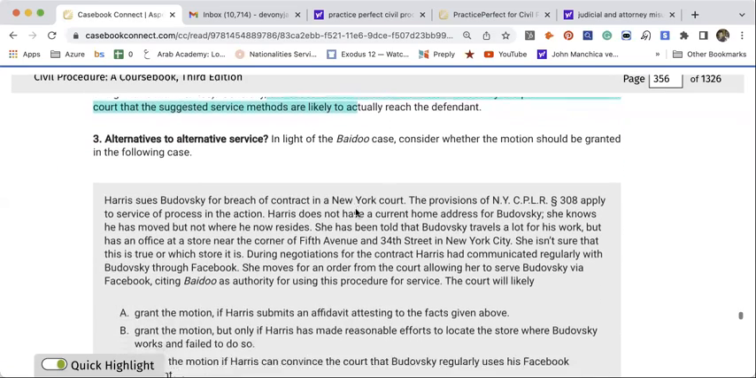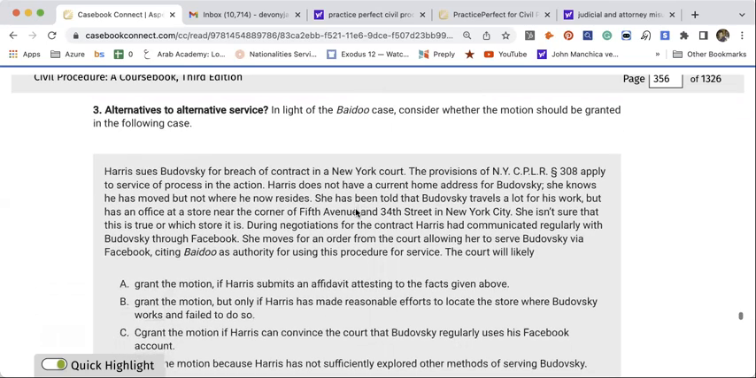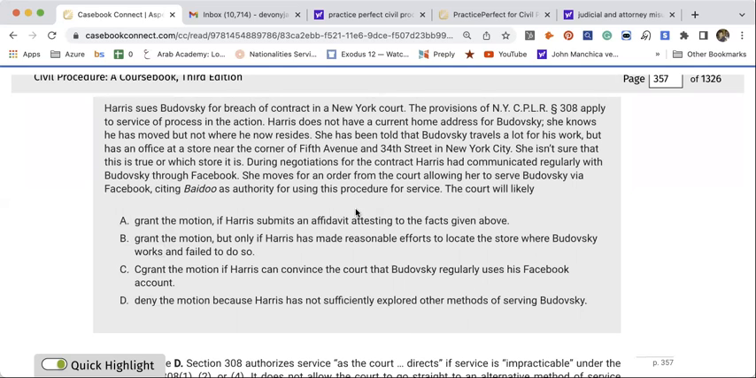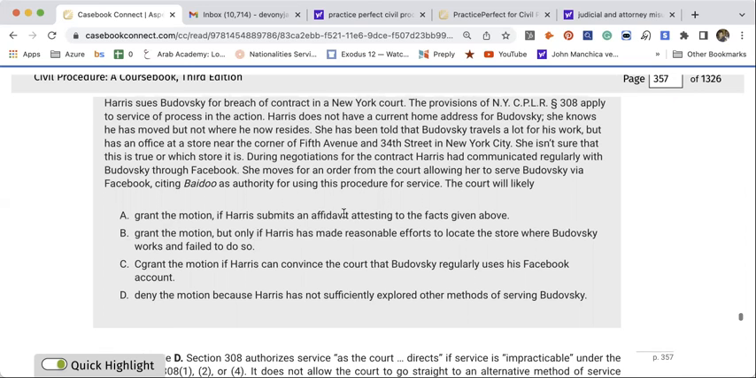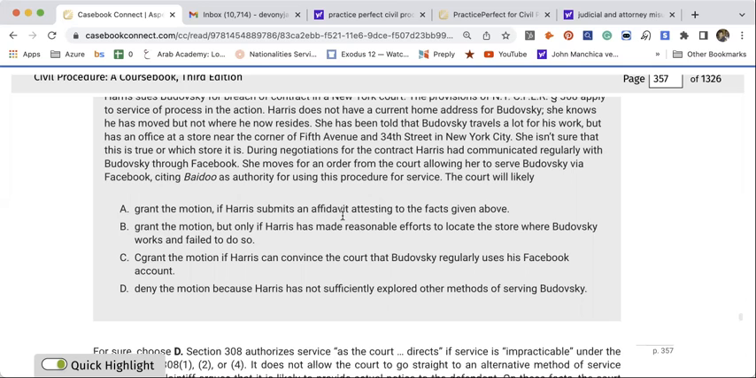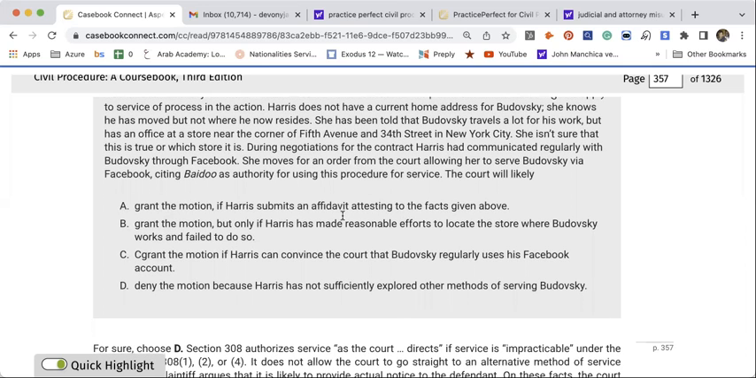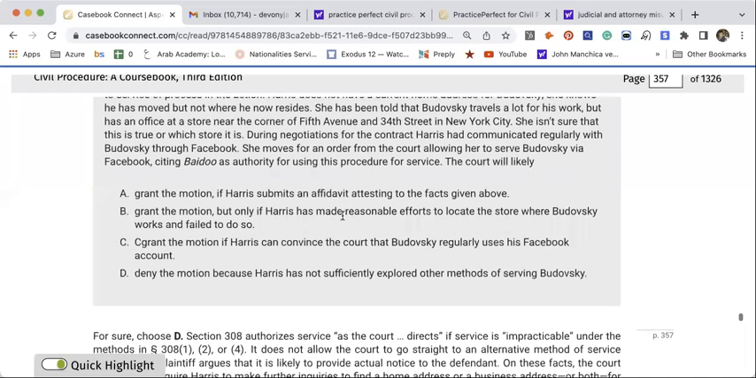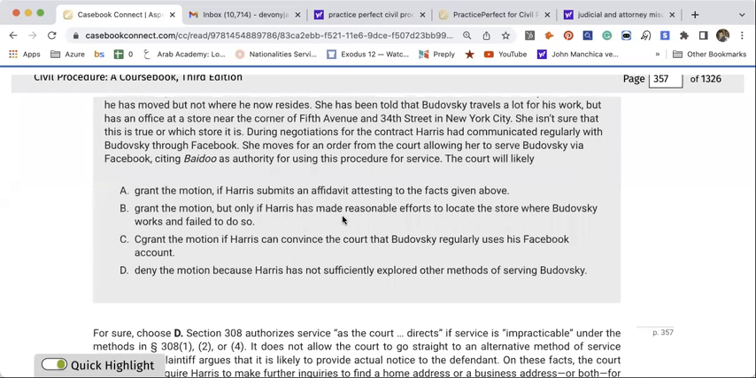Alternatives to alternative service. In light of the Baidoo case, consider whether the motion should be granted in the following case. Harris sues Baidoo for breach of contract in a New York court. The provisions of New York CPLR Section 308 apply to service of process in the action. Harris does not have a current home address for Baidoo. She knows he has moved, but not where he now resides. She has been told that Baidoo travels a lot for work, that he has an office at a store on the corner of 5th Avenue and 34th Street in New York City. She isn't sure that is true or which store it is.